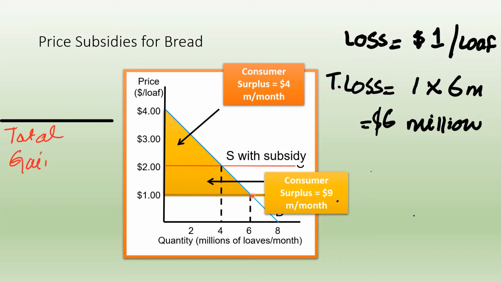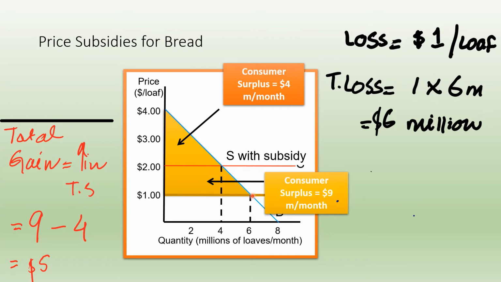How can we find out that increase in the consumer surplus? For that, we need to take the difference between the consumer surplus before and after the subsidy, which is equal to $5 million per month. Now we have the benefit of the subsidy and we have the loss, or the cost, of that subsidy.